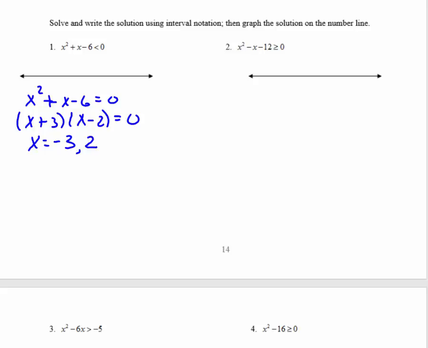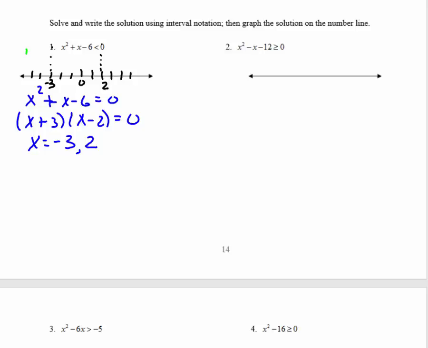Set each factor equal to 0, and we're going to get that our breaking points are negative 3 and 2. So on the number line, here's 0. 1, 2, 3, 4, 5. 1, 2, 3, 4, 5. We'll go ahead and put the tick marks on our number line. Here's negative 3, and here's positive 2. So we'll draw a line down at negative 3 and a line down at 2.